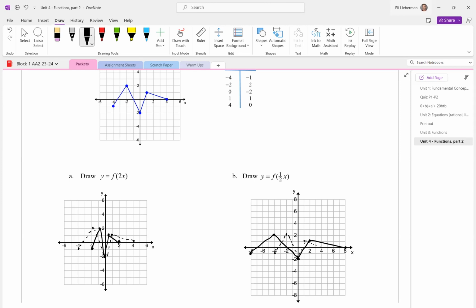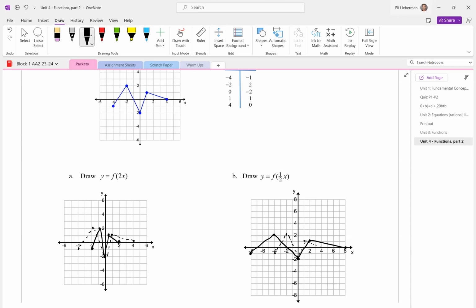Let's plug in. We should plug in negative 3. Would that be good to plug in? Sure. Let's plug in a negative 2. How about negative 4? Let's do that. Output should be 2 if I get it correctly, right?